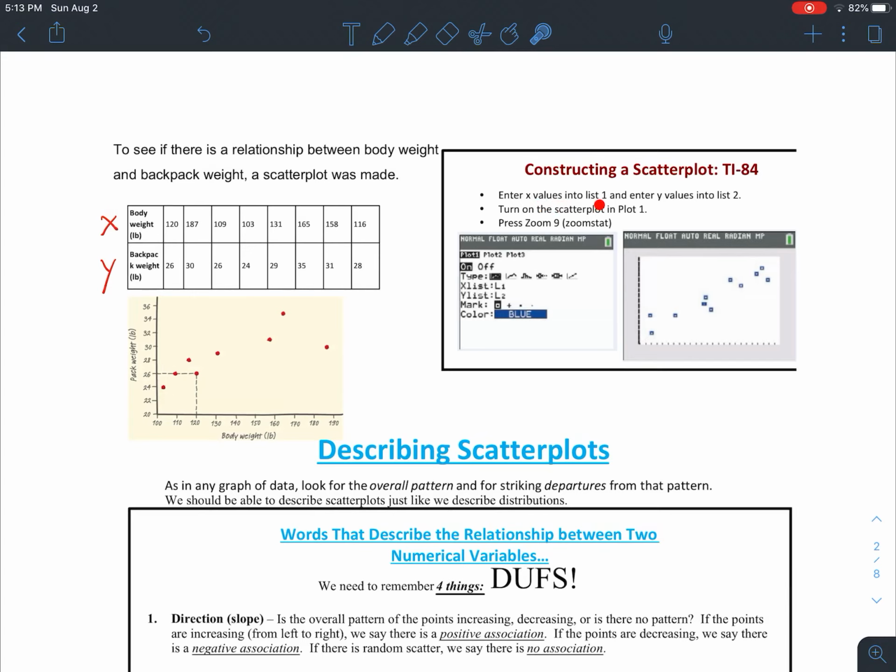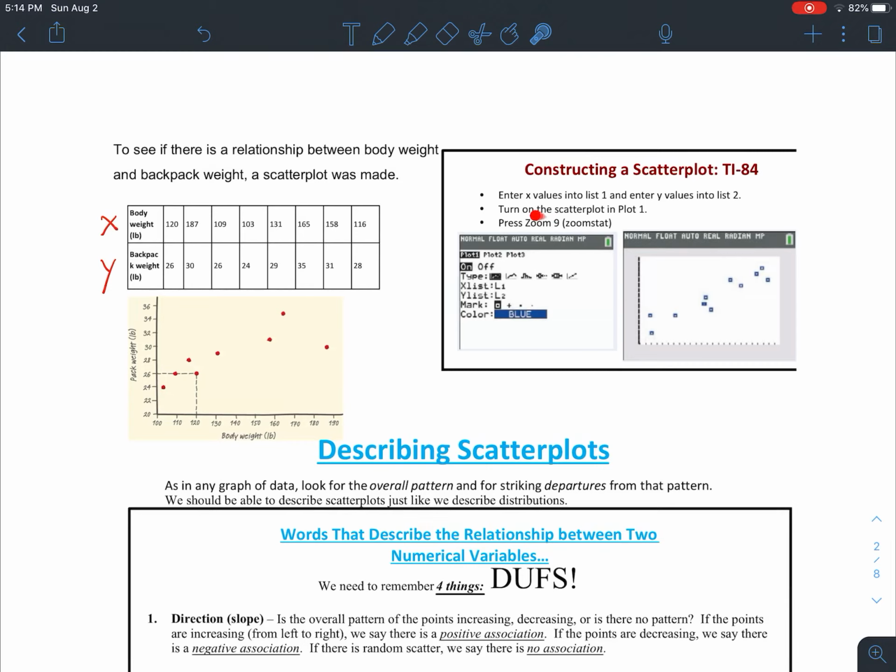Okay, what you would do is enter your X values into list 1 and your Y values into list 2. You would then need to go to stat plot, I believe that's second Y equals, and turn on plot number 1 and define it as being a scatter plot. Also important that you have L1 across from X list and L2 across from Y list.